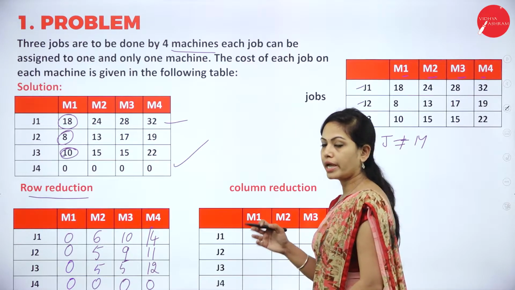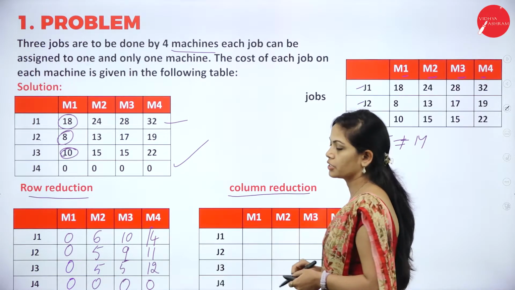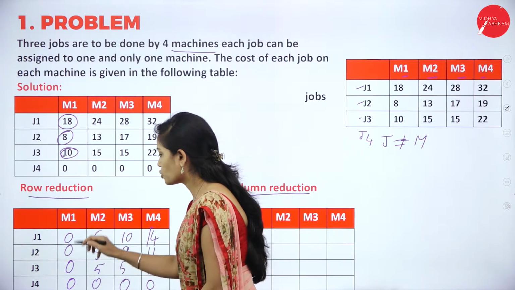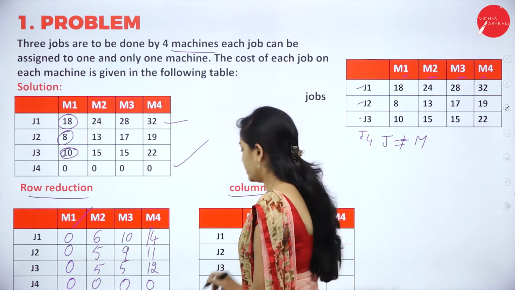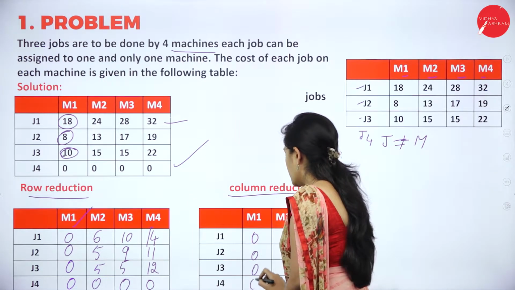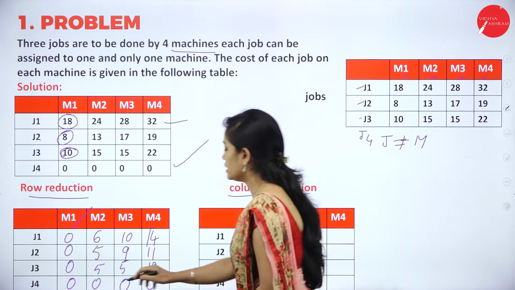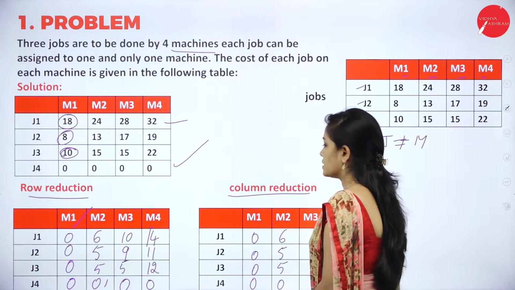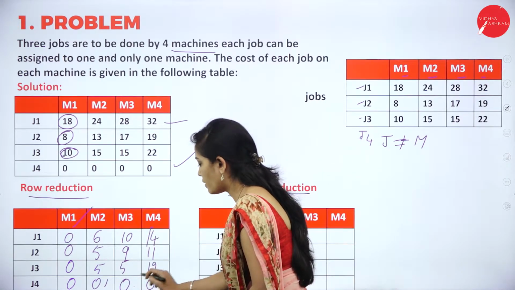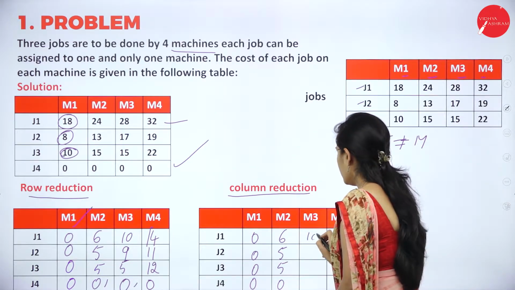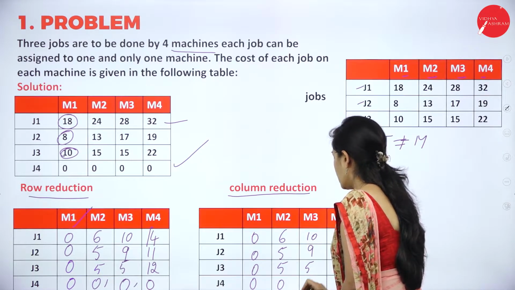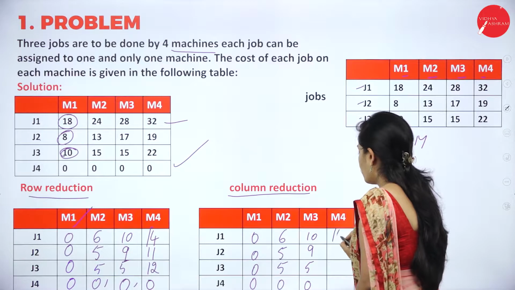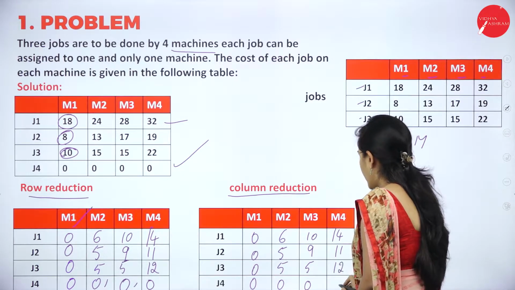So now you can find the column reduction. By using these row reduction values, you can find the column reduction. In the first column, the least value is 0 only. It is 0, 0, 0, 0. In the second column, the least value is again 0. So 6, 5, 5 and 0. In the third column, the least value is 0: 10, 9, 5 and 0. In the fourth column, the least value is again 0: 14, 11, 12 and 0.